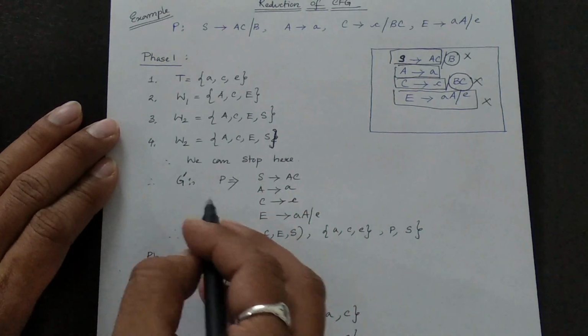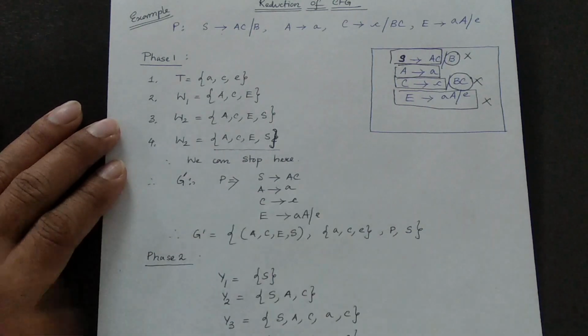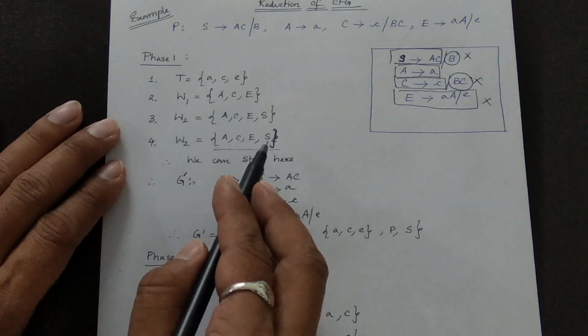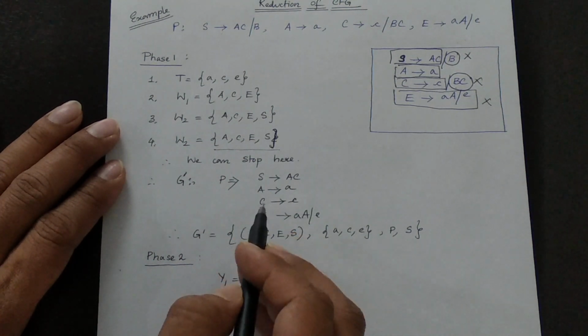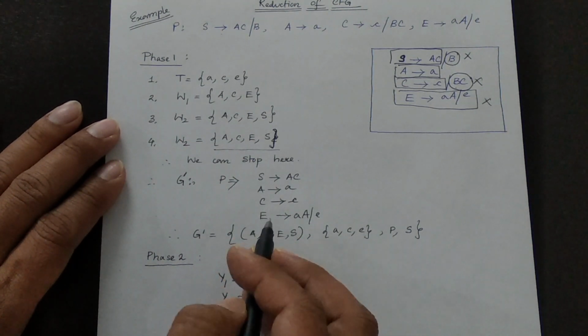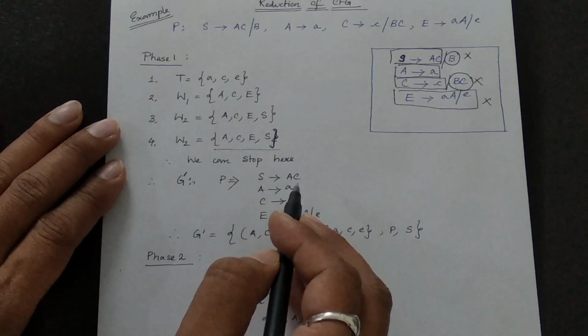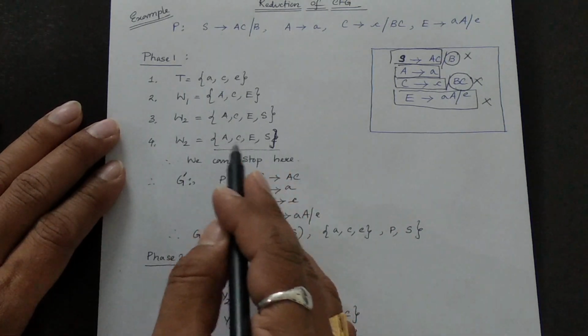Correct? Therefore, the final production will be based on only these 4 non-terminals. Clear? So the productions will be S tends to AC, A will have small letter A, C will have small letter C, E will have small letter E. Why is B not there? Because in the first step itself I found that B is not at all included in this set.